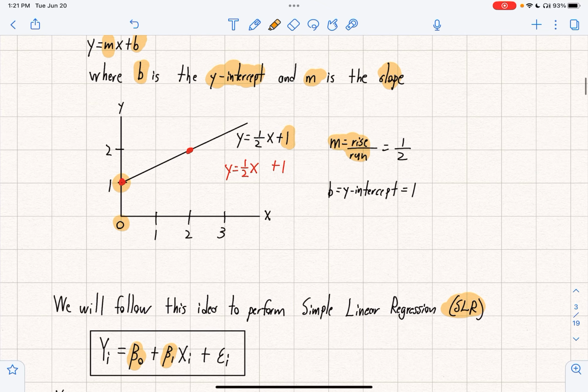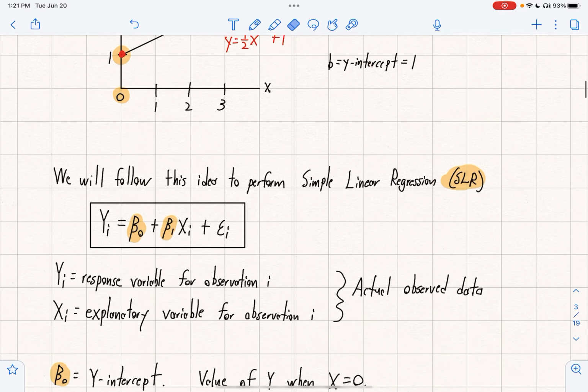So in this example, when x increased by 1, y only increased by 1/2. Which means when x increases by 2, y increases by 1. So that is what's going on with our slope coefficient.